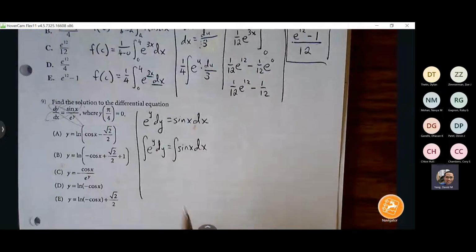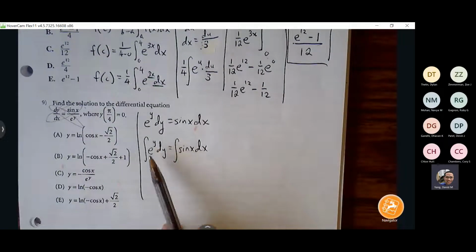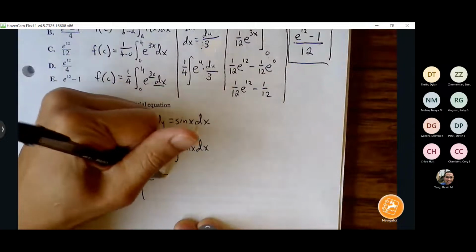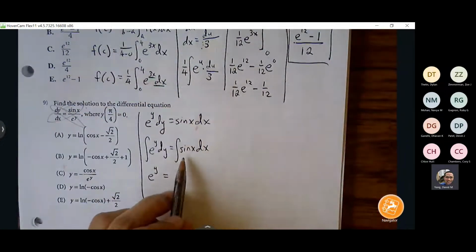Okay, no u substitution needed. E to the y is just e to the y, just like e to the u is e to the u. Sine becomes negative cosine.